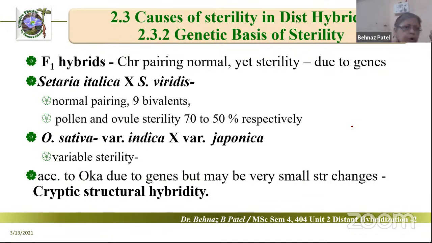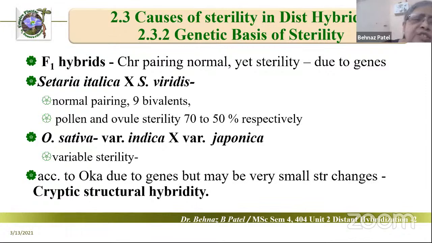So Setaria species are an example in which you have a normal pairing with 9 bivalents formed, but yet there is a sterility. That is because though they've gone there, there may be some factor, like there could be a male sterility which has been induced, which they have not been able to identify here, or there could be some other factor which is being involved.